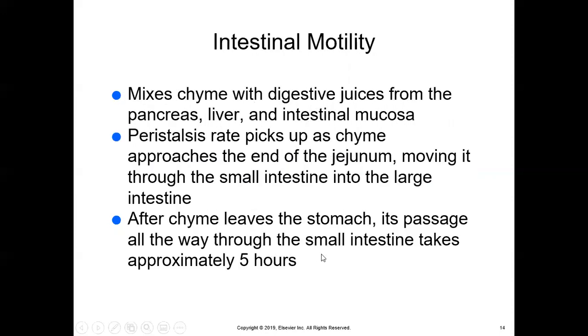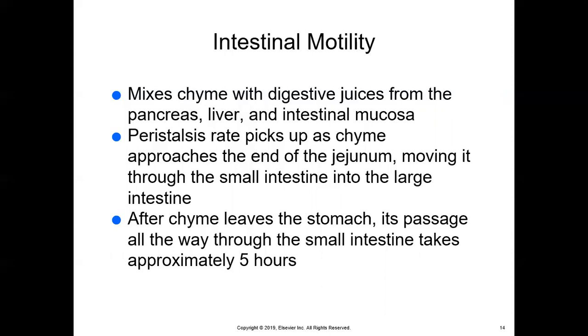So intestinal motility. Intestinal motility mixes chyme with digestive juices from the pancreas, liver, and intestinal mucosa. So the duodenum specifically, the first part of the small intestine, gets substances from the pancreas that get deposited into the duodenum. It gets substances from the liver and from the intestinal mucosa itself, the lining of the mucosal wall.